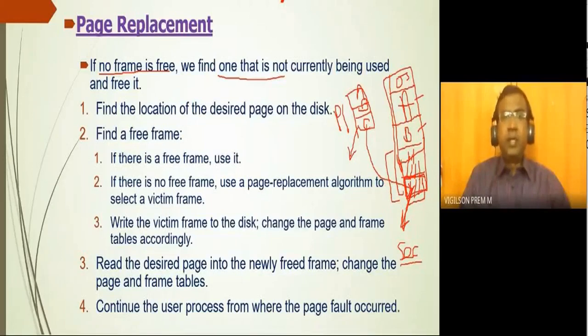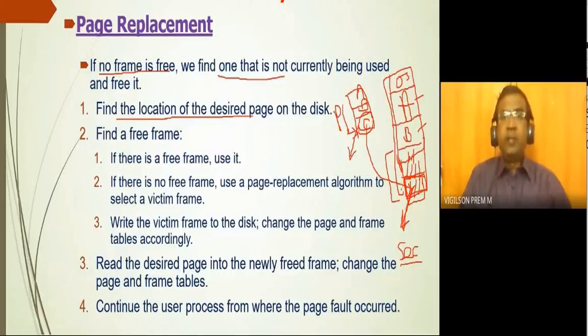How will this process take place? Let us see the step by step procedure. Find the location of the desired page on the disk. What does it mean? Here we need C, so find the location of the block C on the secondary storage. If C is not in secondary storage, there is no use at all, and we cannot continue our process. So first, find the location of C in the secondary storage.